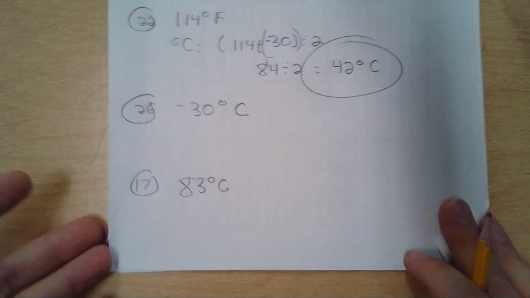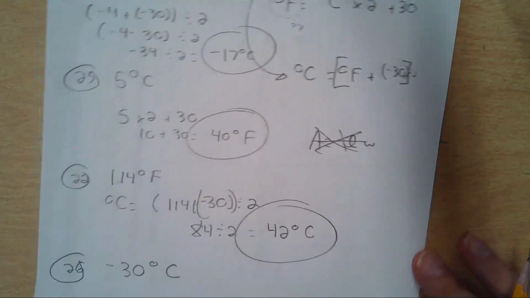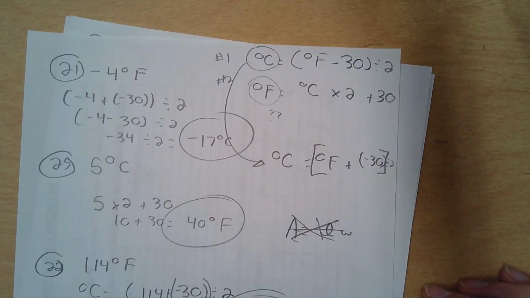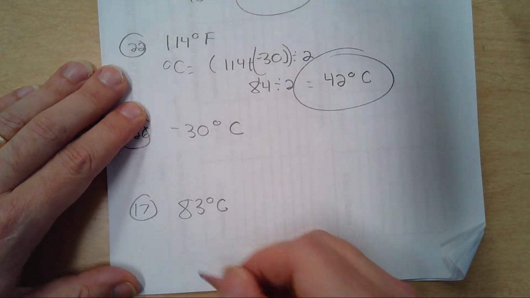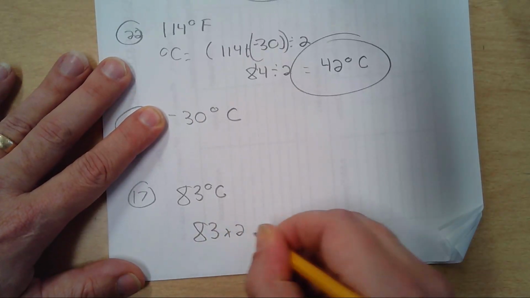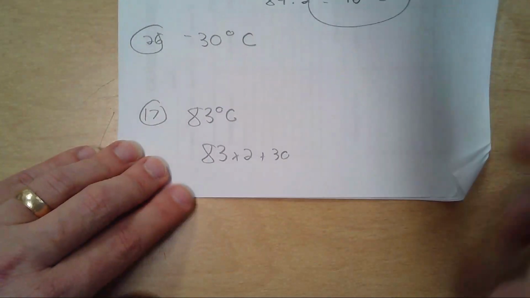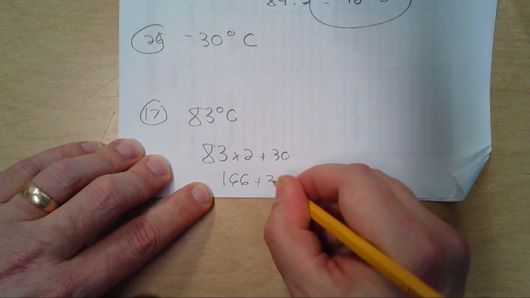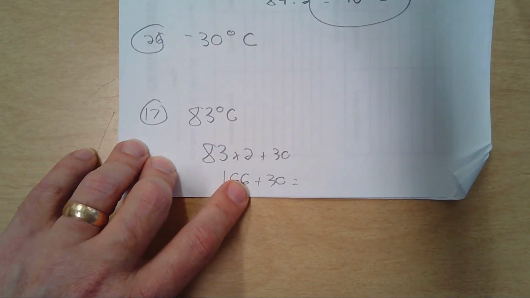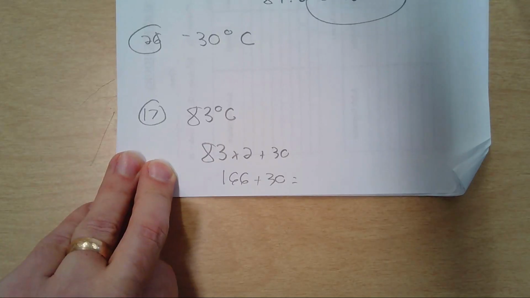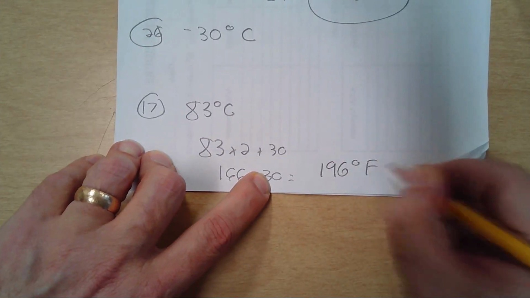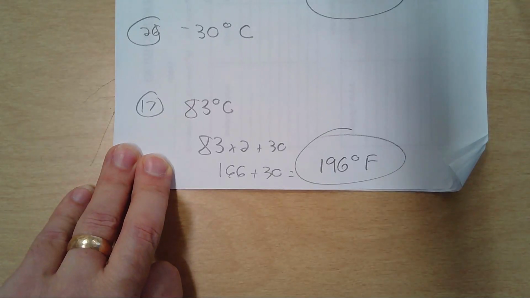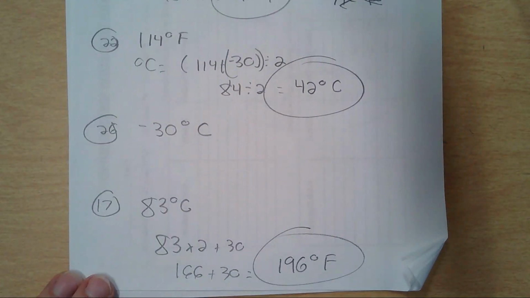Got it, Brooke? All right, which formula are we using, number 1 or number 2? We are going to be using number 2. Right, because we're trying to figure out degrees Fahrenheit. So first we do 83 times 2, which is 166. And then 166 plus 30, which is 196. And then 196 degrees Fahrenheit. You got it. That's a hot day. Yes, stay inside. I would not go outside on that day.